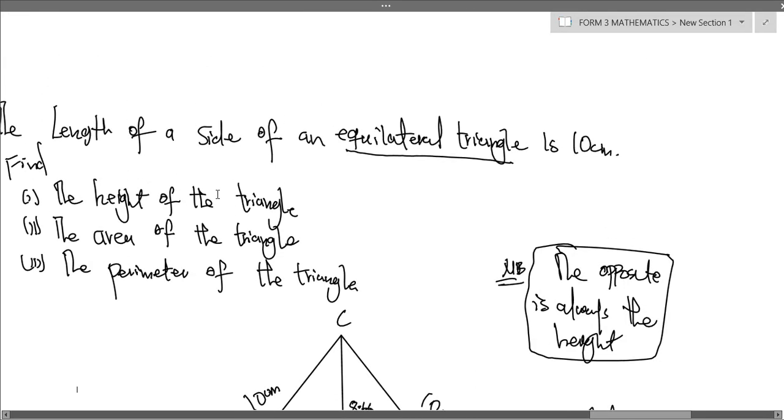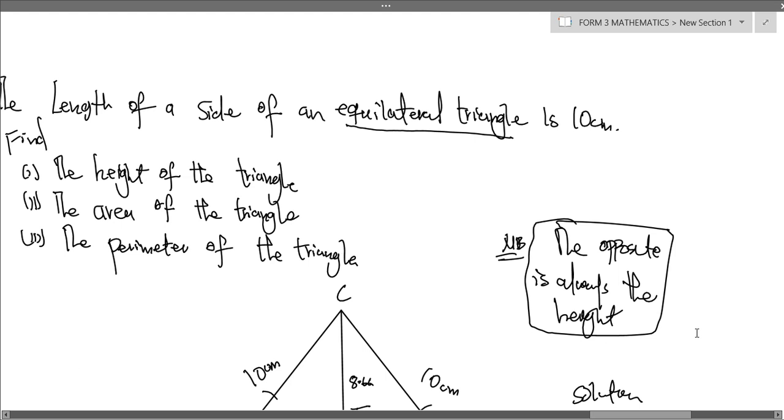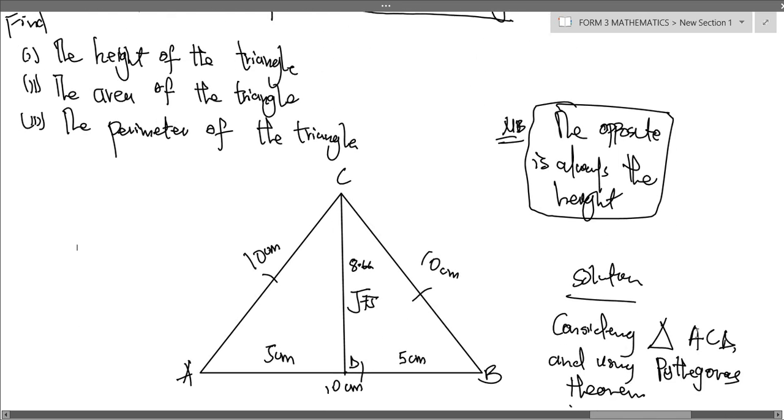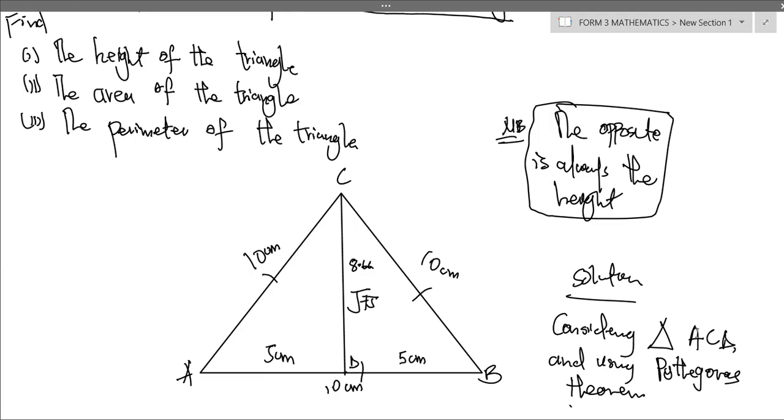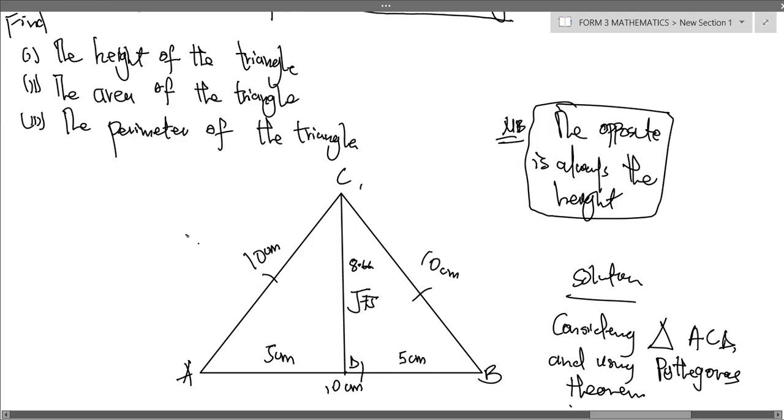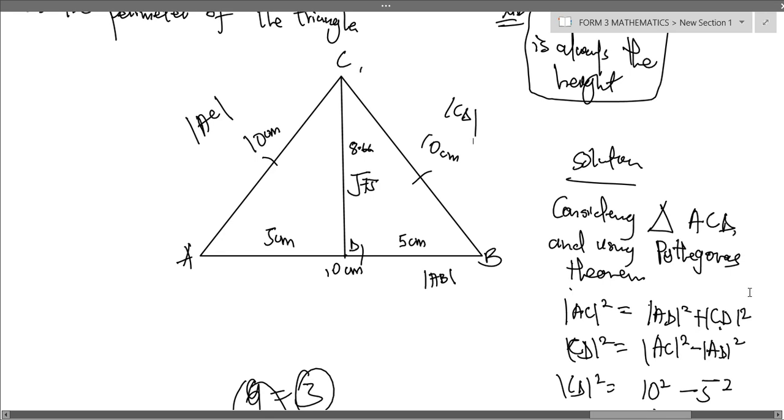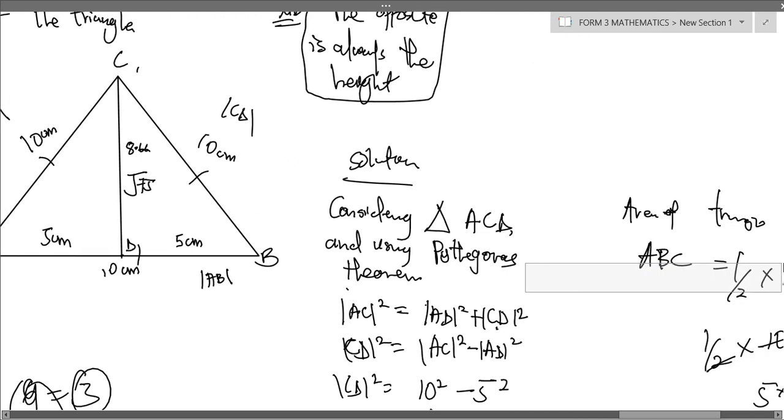Our next question is to find the perimeter. So perimeter, we are talking about our line AC, which is 10 centimeters, plus our line AB, which is 10 centimeters, plus our line CD, which is 10 centimeters. So it's so simple. The perimeter will equal 10 plus 10 plus 10, which is 30.